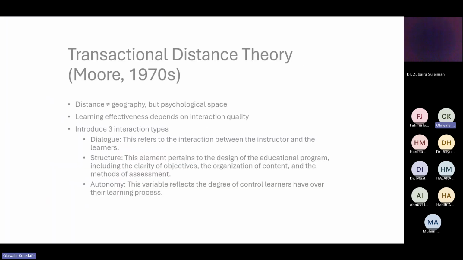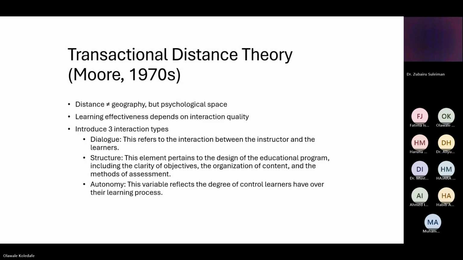So let's look at the first theory of distance theory. We call it the transactional distance theory. This theory was propounded by Moore in the 70s. The first thing Moore said about distance learning is that distance is not geographical. It's not a variation in space.